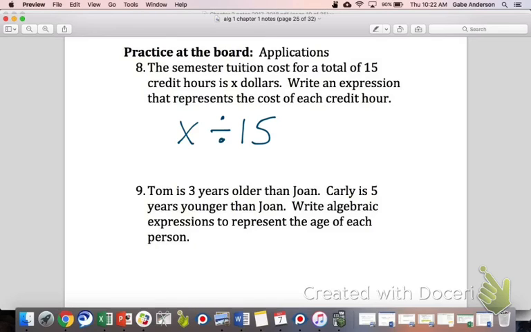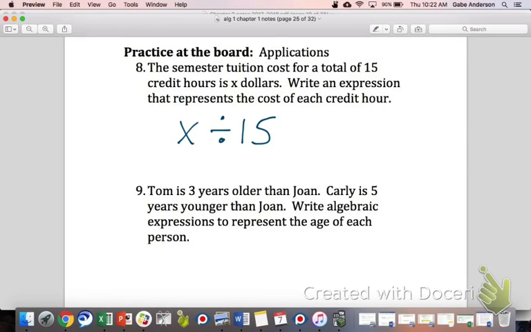All right, number 9. Let's head up to the board. It says Tom is 3 years older than Joan. Carly is 5 years younger than Joan. Write algebraic expressions to represent the age of each person. So write one for Tom, one for Joan, and one for Carly. No one knows how old Joan is, that's why it's going to be an algebraic expression.